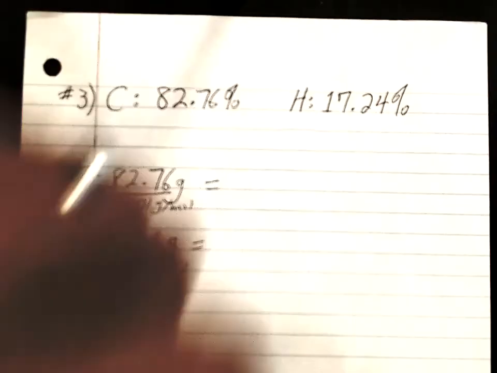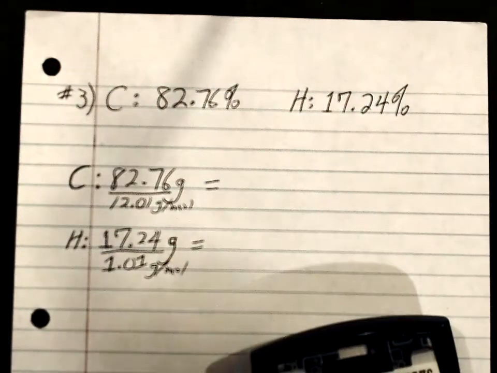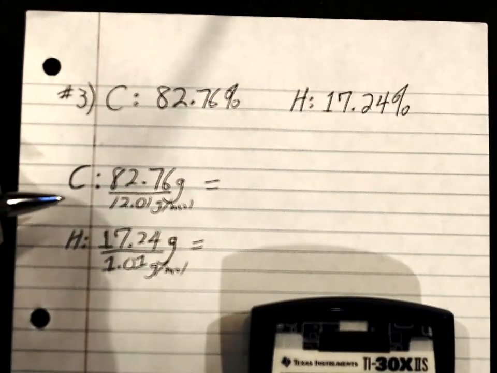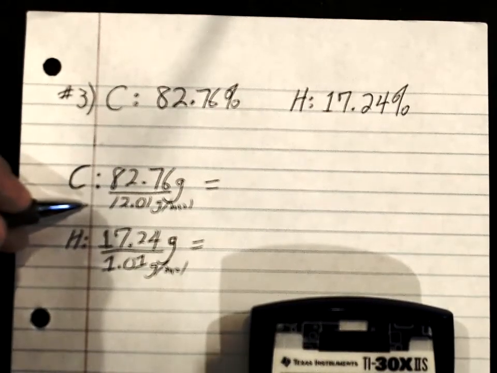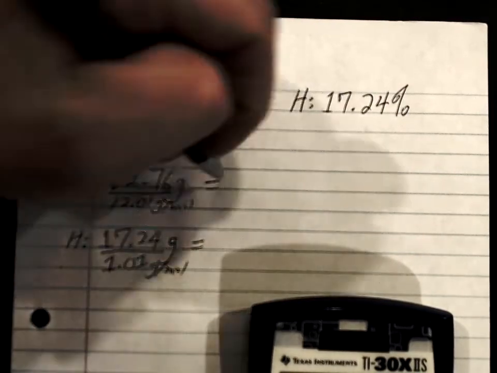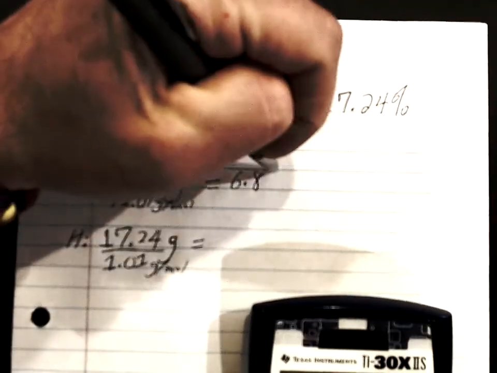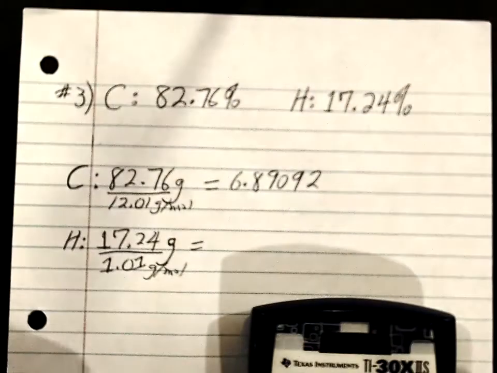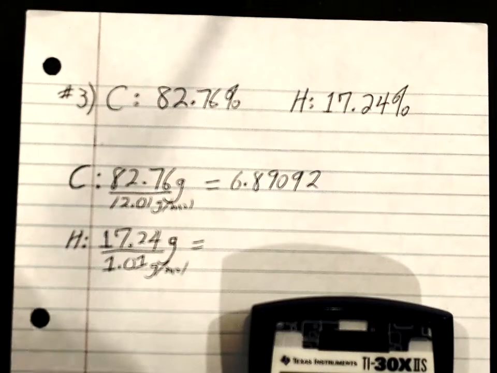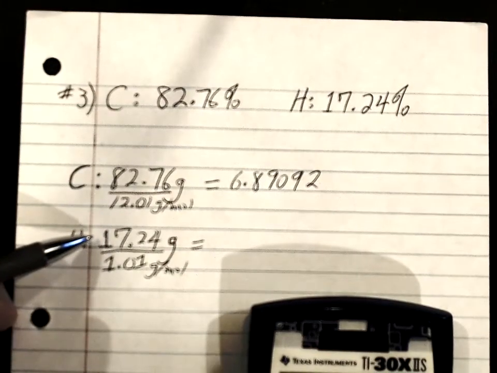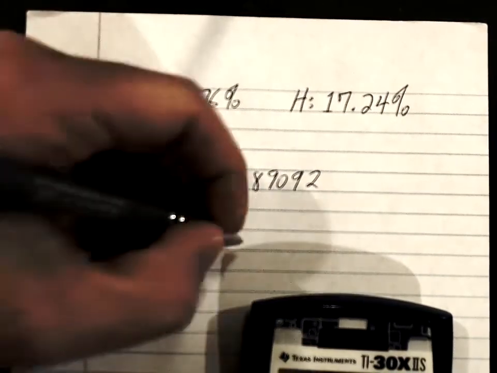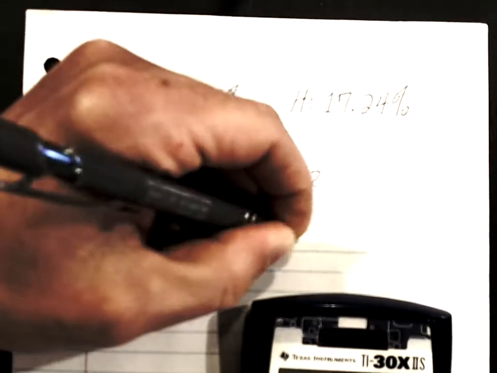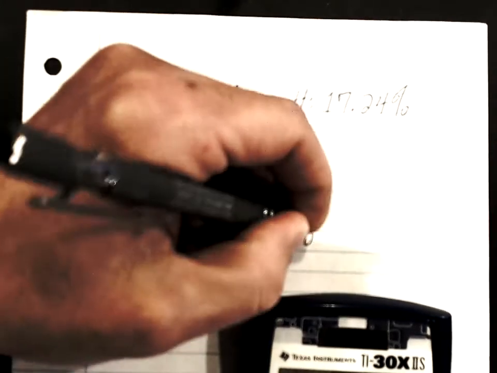Let's get Captain Calculator in on the picture here. 82.76 divided by 12.01, going to give us 6.8909. Leave a bunch of decimals. 17.24 divided by 1.01, going to give us 17.06930. Wonderful.